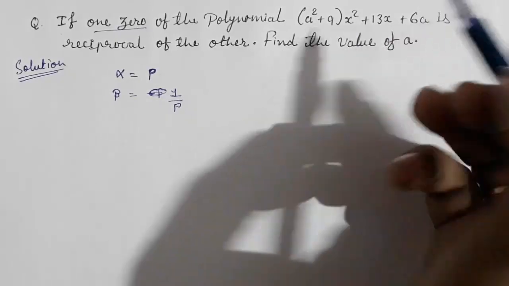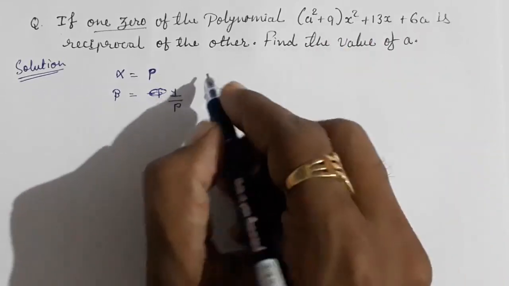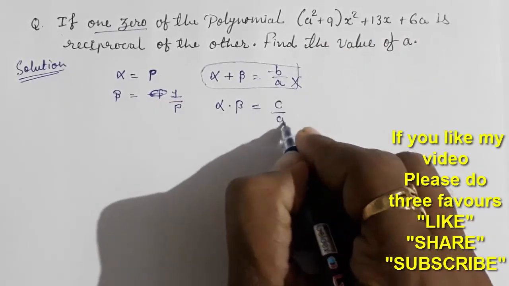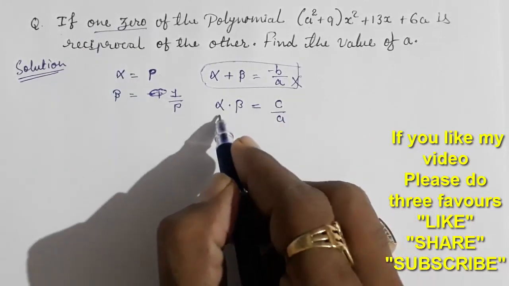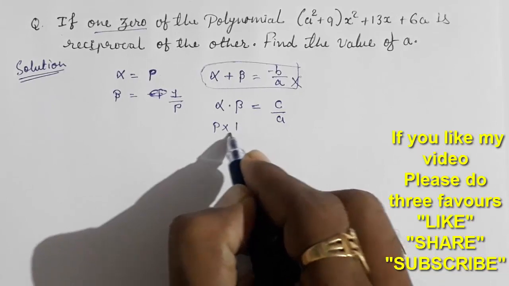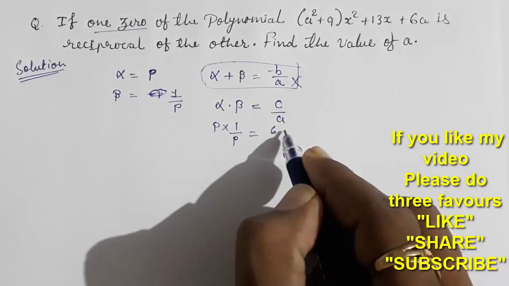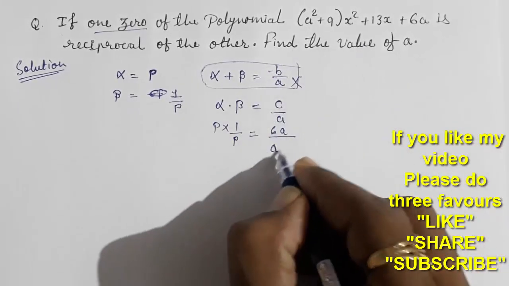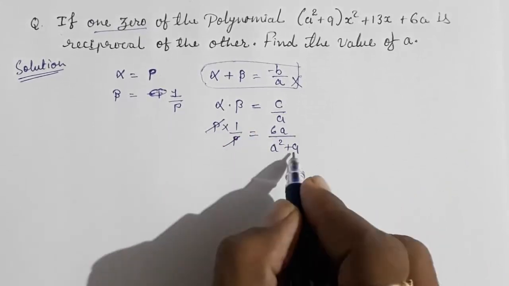Now with the help of this, as I told you in my previous sum also, we can find the sum and product. We are going to use alpha into beta, that is c by a. From this only we will get the answer, because reciprocal is there. So alpha is p into beta 1 by p. Now c is 6a, and a is a square plus 9. Now this p will get cancelled, so 1 will be there.